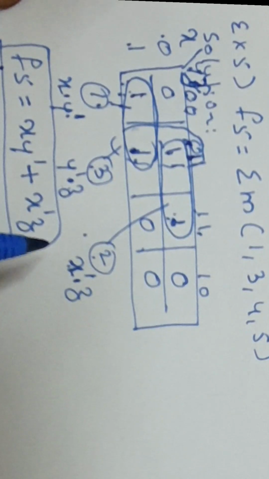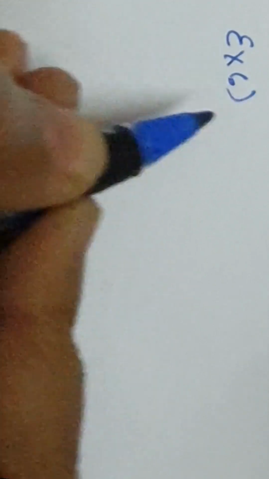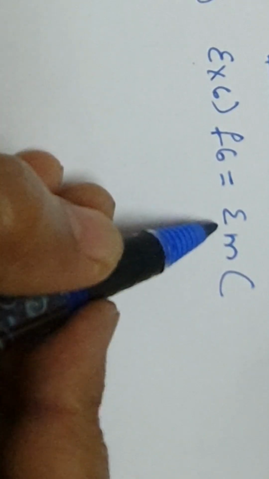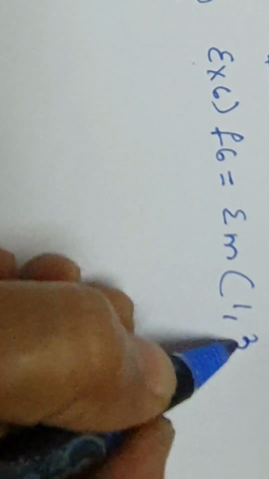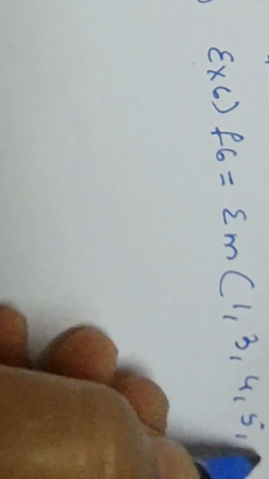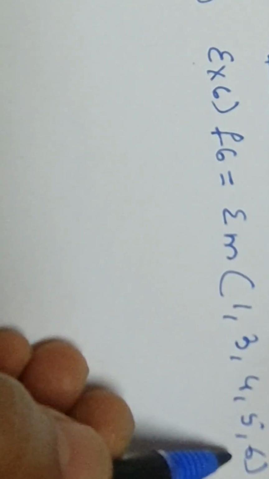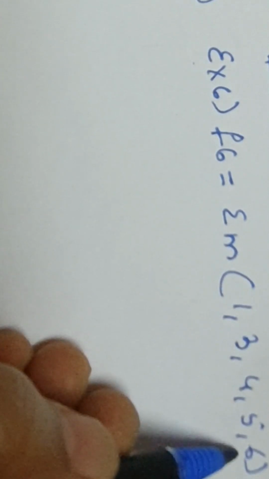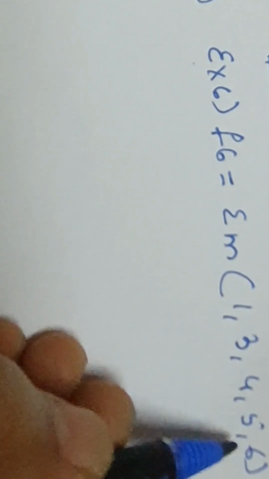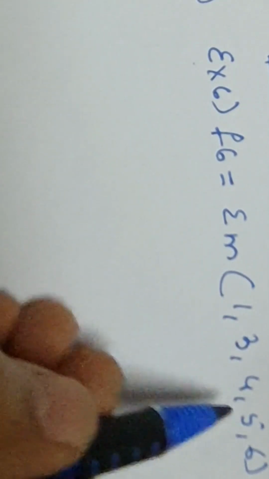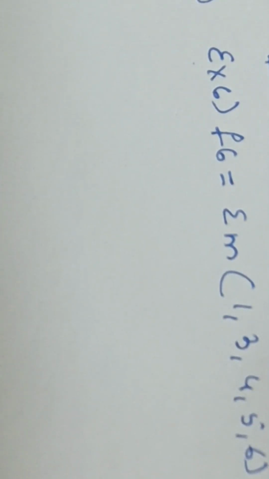So next, one more example we shall consider. That is the last example, example 6. Here simplify F6 = sigma m of 1, 3, 4, 5, 6. So the biggest number is 6 here, minterm 6, which is 1, 1, 0 in binary. To express this, 3 bits are required. Hence this given expression is also a 3 variable expression.